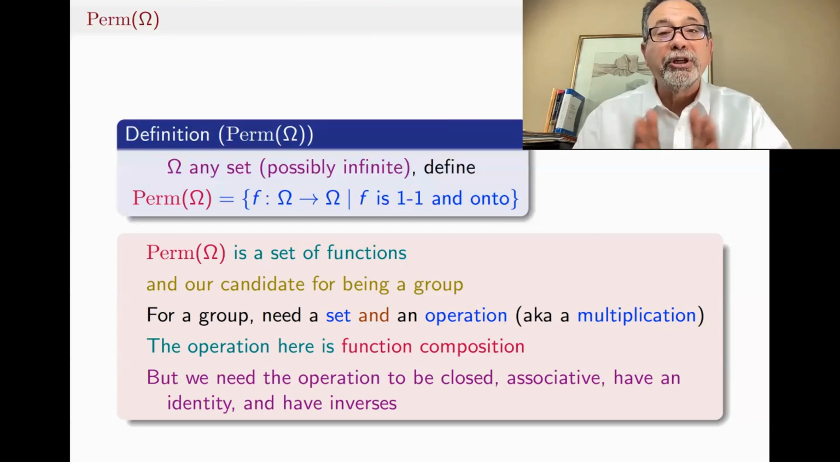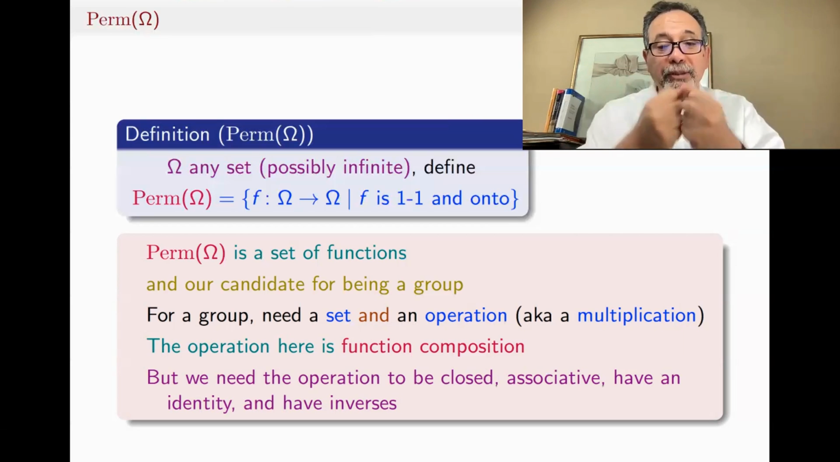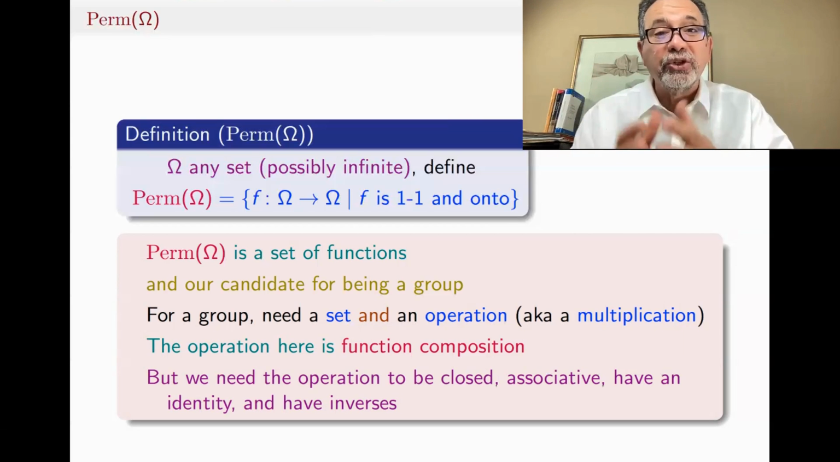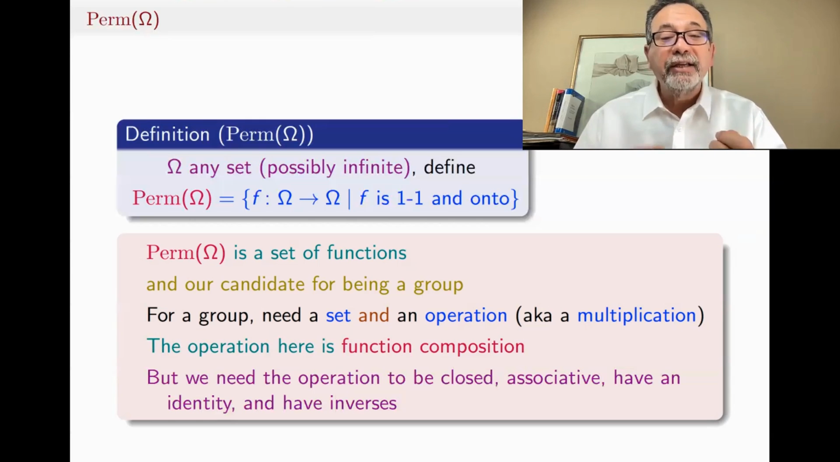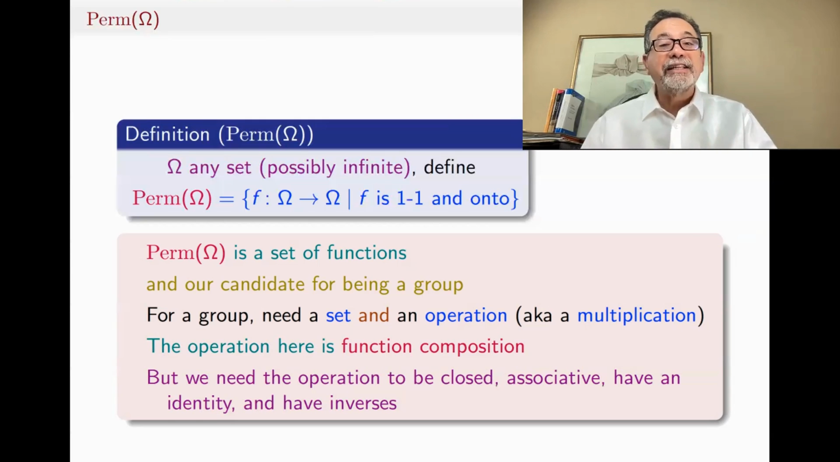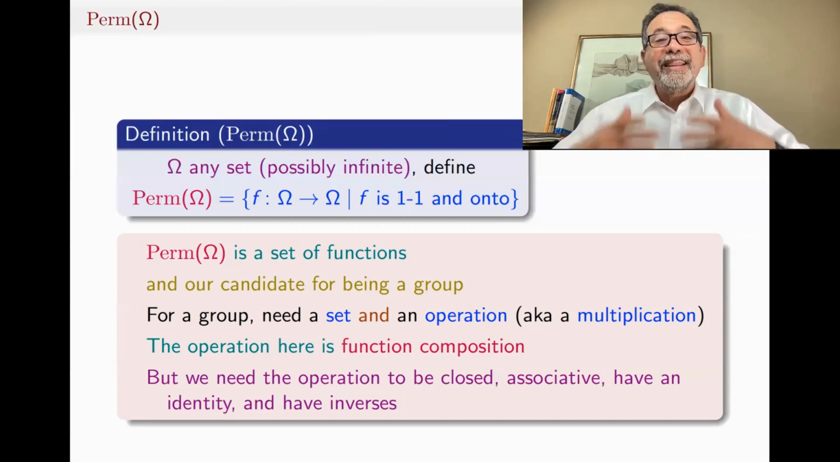That operation needs to be closed. That means that if you take two elements and combine them, multiply them, you need to stay within your set. The operation needs to be associative. So xy times z should be the same as x times yz. And there should be an identity, something that when you multiply, nothing happens. And every element needs to have an inverse. If you have an x, there has got to be a y such that xy and yx are both 1, that identity. If you have those, then that's a group.